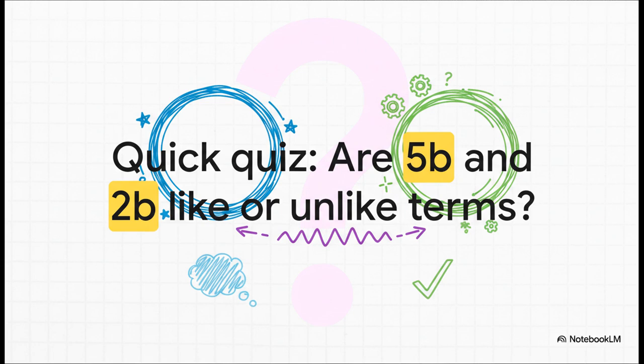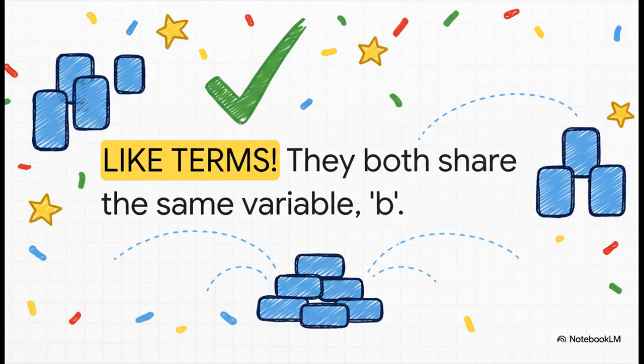All right, pop quiz, quick gut check. Look at 5b and 2b. Are they like terms or unlike terms? What do you think? Yes, they are like terms. Fantastic. And why? Because they both share that same variable, b. It's that simple. You've got 5b's and 2b's, so they belong in the same family.